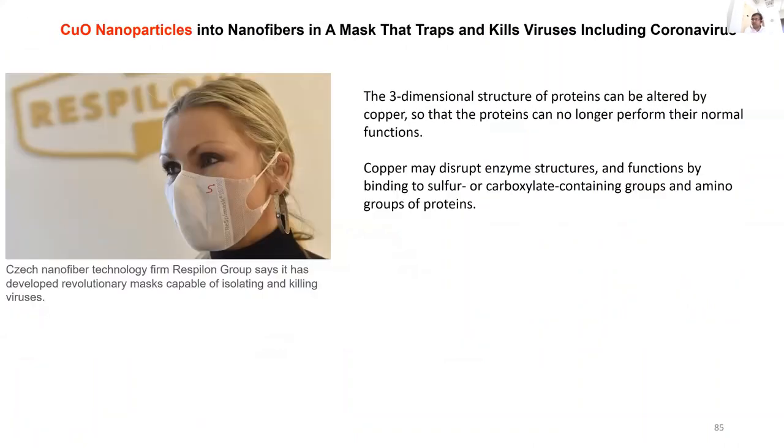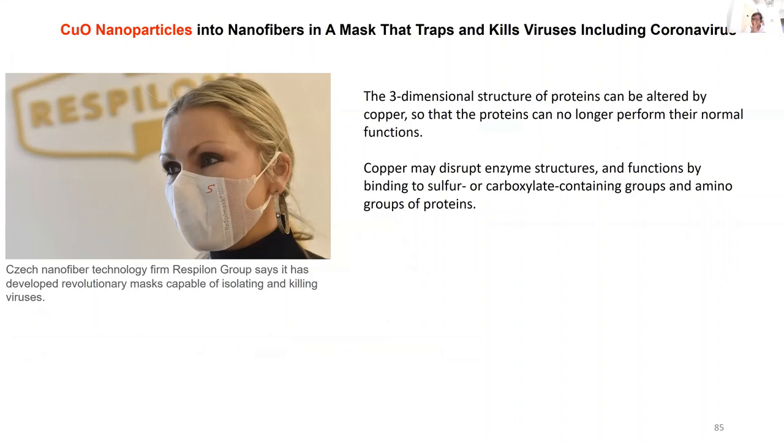The mask that we all wear every day now doesn't kill the virus. If you are exposed to some person who has a viral infection, all the virus will be on your mask. And we have the habit of touching the mask, right? You touch and then you touch your eyes. And so that's really dangerous. Even if you have a mask, if the viruses are there live, they will be live until you kill them.